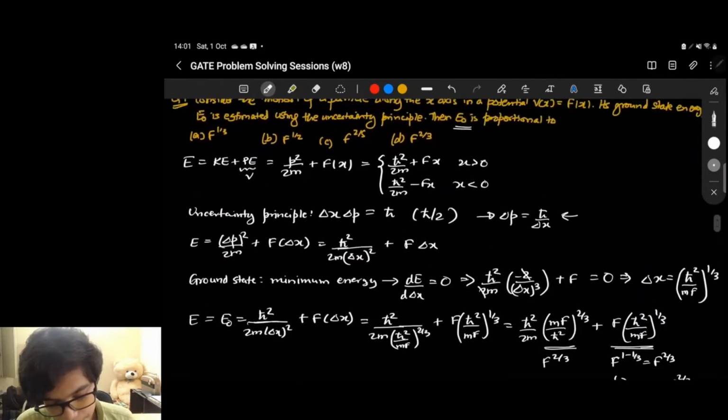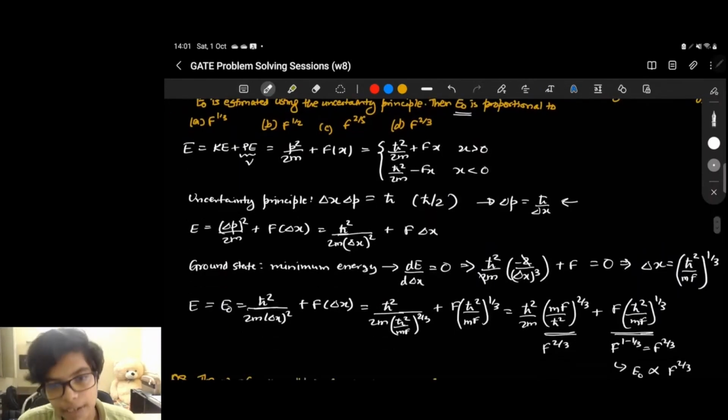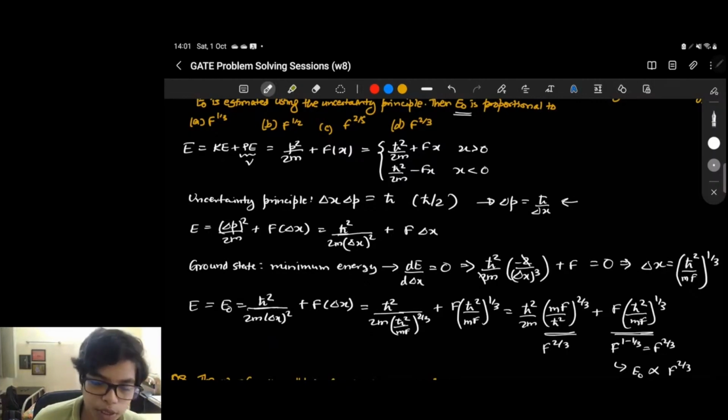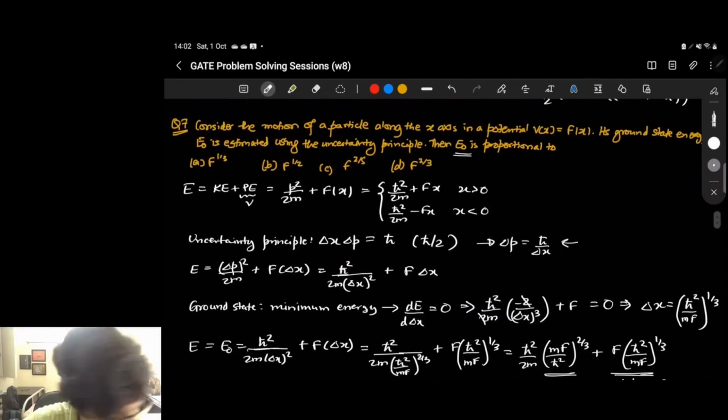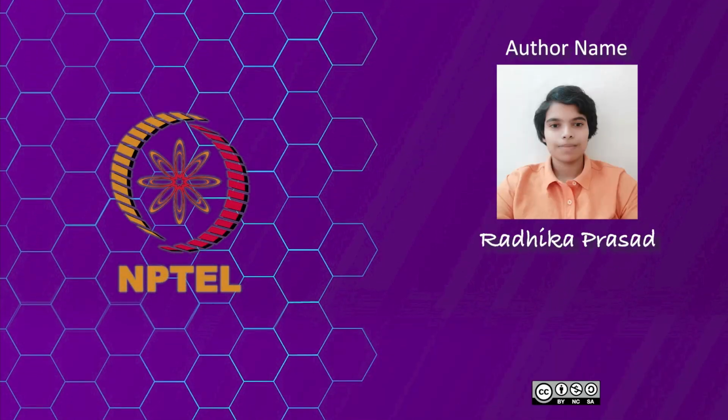So now notice that if we had just written over here h cross by 2 instead, then the difference it would have made is just these factors of 2 here and there. So you have h cross squared by 2m and all these factors there. So you would just have an additional factor of 2 and some powers of 2 here and there. But what is important is the order of f, and that would be the same. So order of f is f to the power 2 by 3. So the correct option is option D, f to the power 2 by 3.